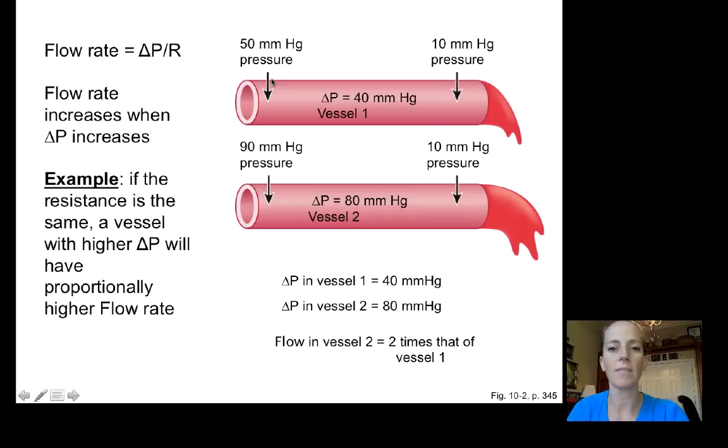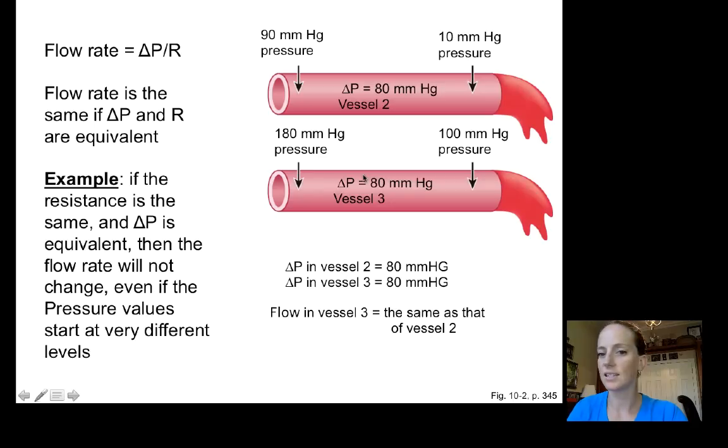So here's one blood vessel where the blood pressure at the first part of the blood vessel is 50, and it goes down to 10. So that delta P is 40 millimeters of mercury. In vessel number 2, we will then increase the pressure, but keep the end pressure the same. So this is a much bigger difference in blood pressure, where we start out with 90 and we go all the way down from 90 to 10. That's a delta P of 80.